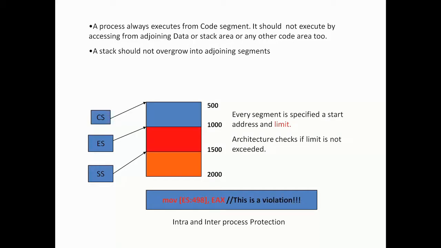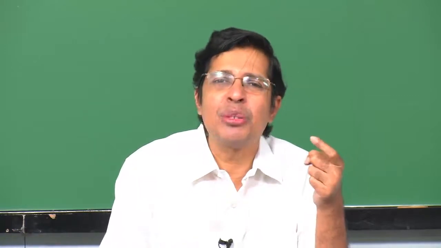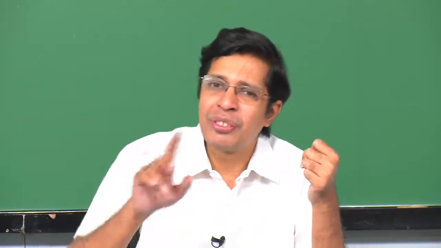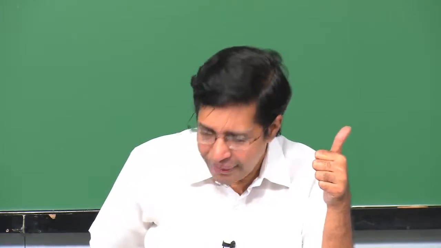Suppose I say move ES colon 498 comma EAX, EAX is a 32-bit register, right. So, 498, 499, 500, 501 also I need to move. So, this is a violation. So, it is not just that I test the offset with the limit. I should also see from that offset how much data I am moving, that maximum address also I should test. In this case, it is not enough if I test 498 with 500. I should test 498 plus 4 with 500, right. So, these are some of the simple things where you get caught, okay.